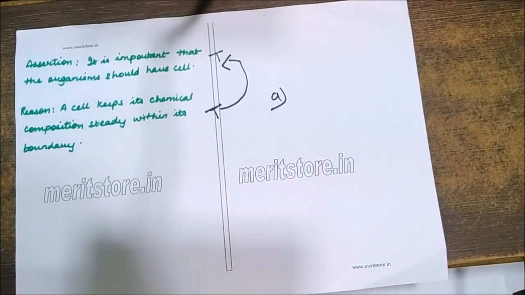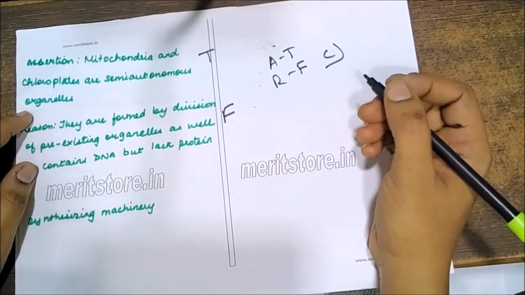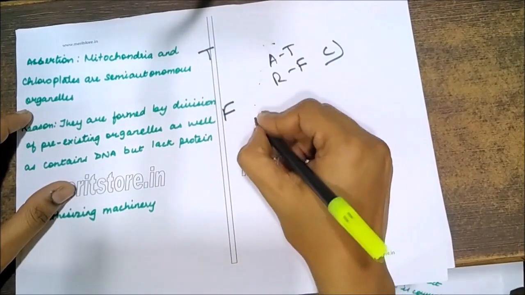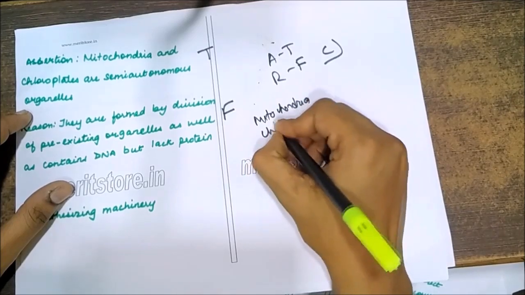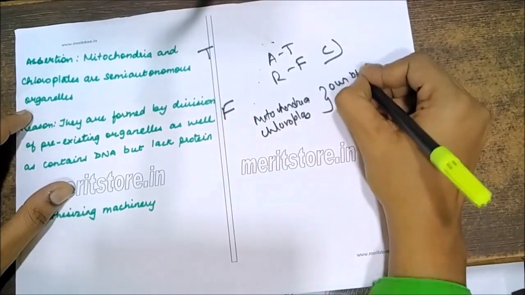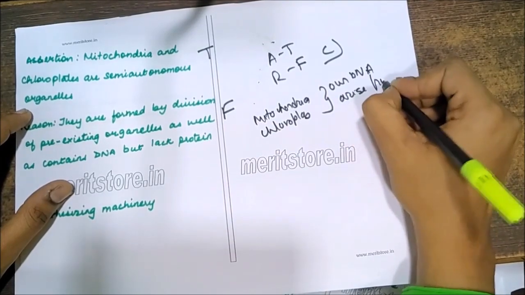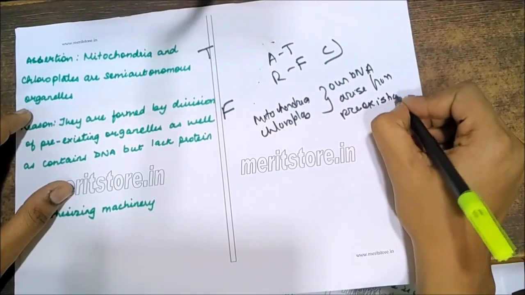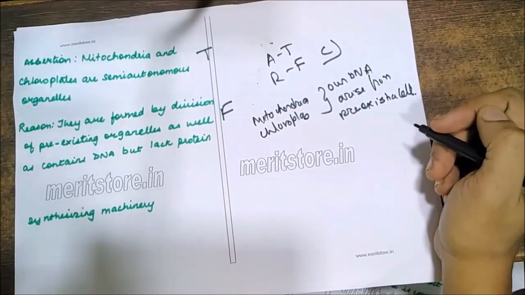Now in the previous question, where we said mitochondria and chloroplast are semi-autonomous organelles, what do we mean by that? See, understand that mitochondria and chloroplast both have their own DNA. And they arise from pre-existing cells.